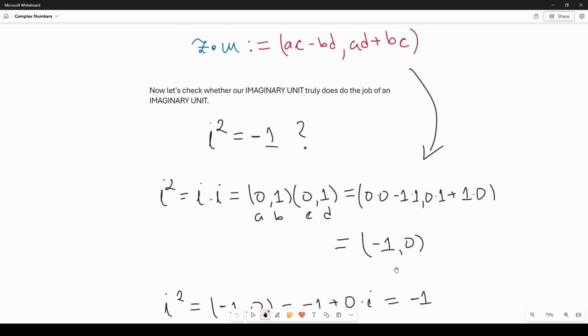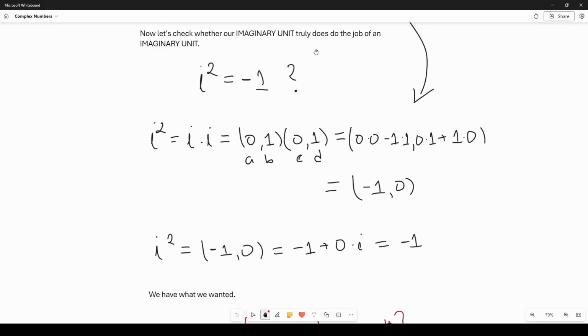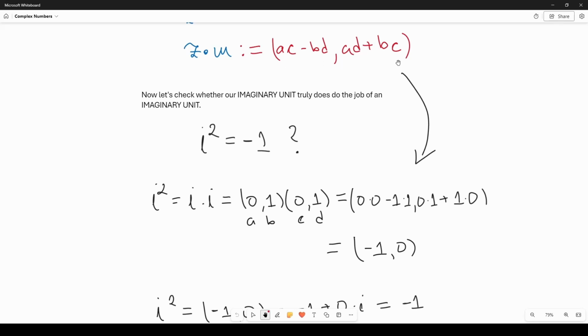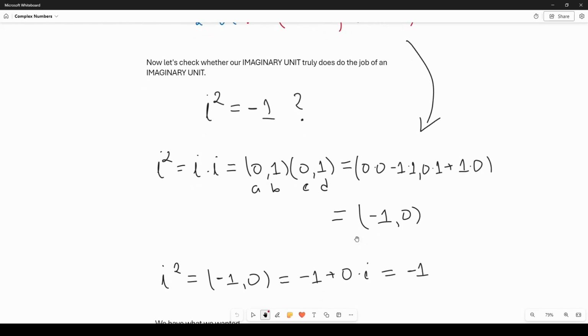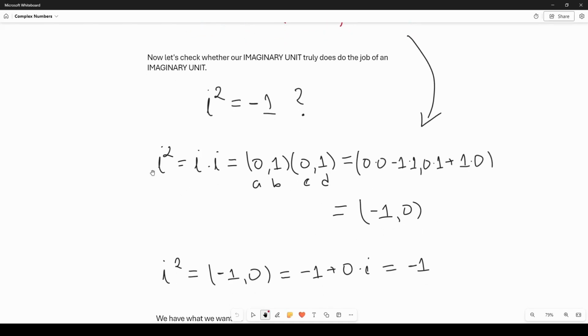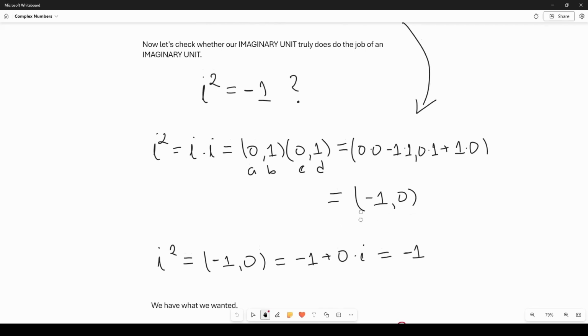And now let's check whether our imaginary unit truly does the job of an imaginary unit. So we ask ourselves, is I squared equal to minus 1? Well, I squared is equal to I times I, which is equal to this ordered pair times this ordered pair. And now, using our definition of multiplication, we can multiply these two ordered pairs, these two complex numbers, to arrive at the following result. So I squared is equal to this ordered pair.